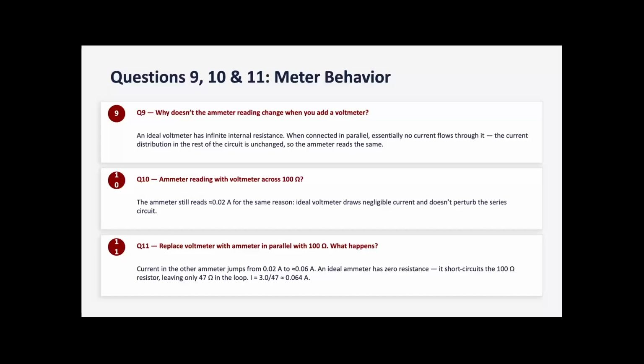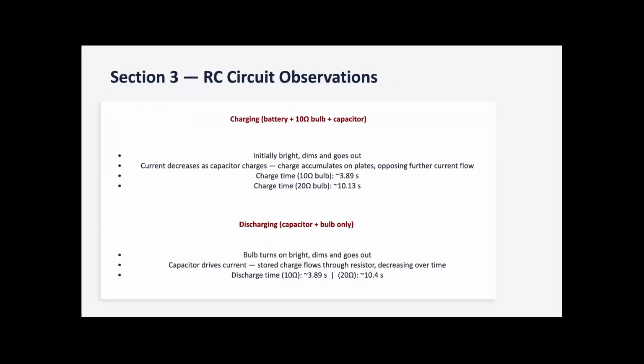An ideal ammeter has zero resistance. It short circuits the 100 ohm resistor entirely. All current bypasses it and flows through the zero resistance ammeter instead. Now only the 47 ohm resistor limits the current. I equals 3 divided by 47, which is approximately 0.064 amps, a jump from 0.02 to 0.064.